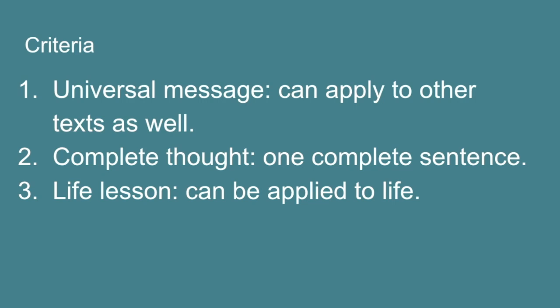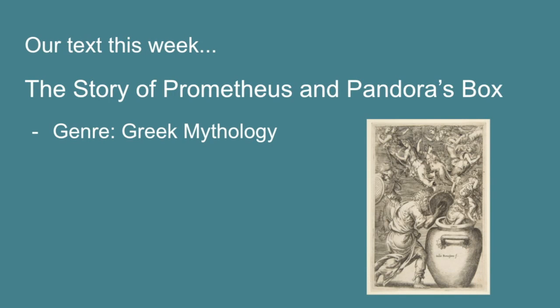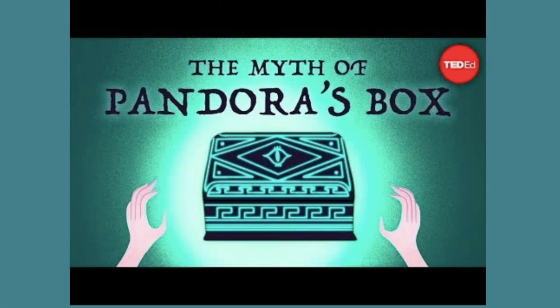And then it needs to be a life lesson. So it can be applied to your own life, not just to different stories, something that is trying to teach you something. So our text this week is the story of Prometheus and Pandora's box. This genre is Greek mythology, so you'll recognize some of these things from Percy Jackson. And we're just going to watch this little video describing what our text is, so that we can have an understanding of what goes on before we read the text itself. Here we go.